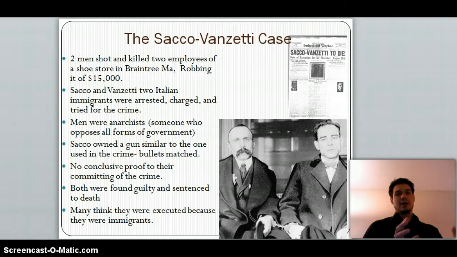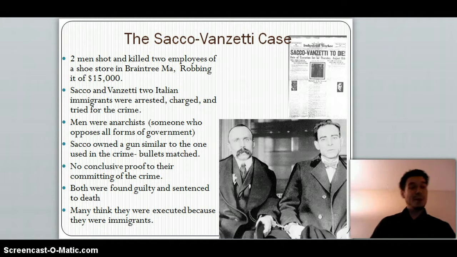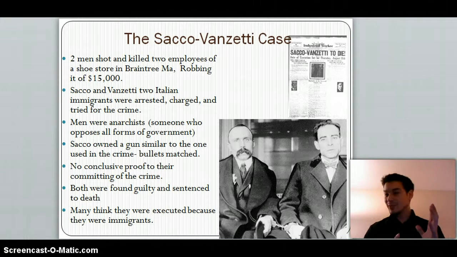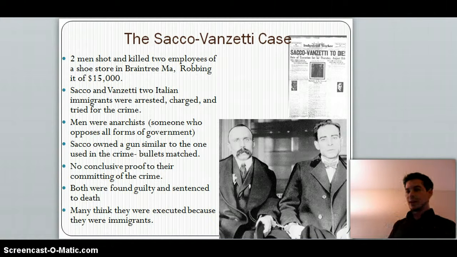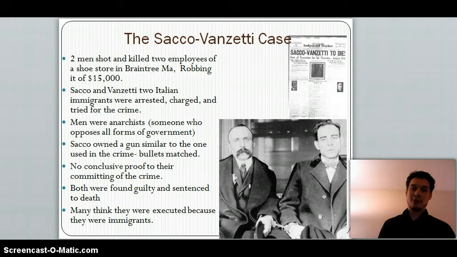These two men are supposedly accused of killing and shooting two employees of a shoe store in Braintree, Massachusetts, robbing it of $15,000. Now, Sacco and Vanzetti were two Italian immigrants who were arrested, charged, and tried for the crime. The men were known anarchists, they were immigrants, and Sacco owned a gun that was similar to the one used in the crime. The bullets matched, but there was no conclusive proof that they committed the crime.